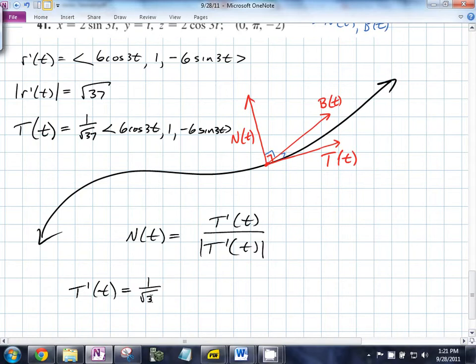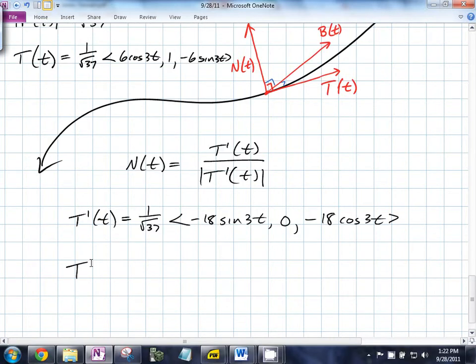The magnitude of that is going to be 1 over root 37 times the square root of 18 squared, right? Is that correct? 18, you factor it out. Are we good? Cosine squared plus sine squared is 1, so what do you end up with? 18 over root 37.